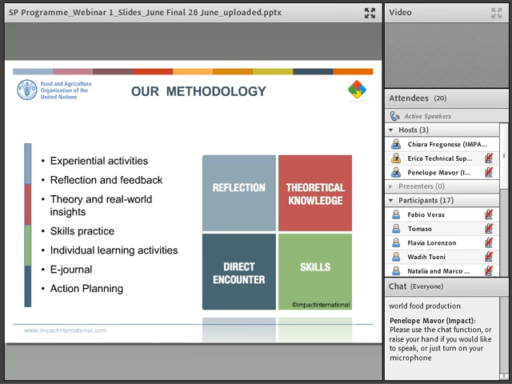To translate into something that we will do, these 5 webinars will be full of experiential activities, moments for reflections and feedback, theory and real-world insights, skill practice, individual learning activities, e-journal in which we will collect everything that we will go through during the webinars, and action planning. So this is how we're going to work, and this means that we really rely upon your interaction and your contribution to make these 5 moments of encounter really, really fruitful and effective. And I'll hand it back to you, Penny.